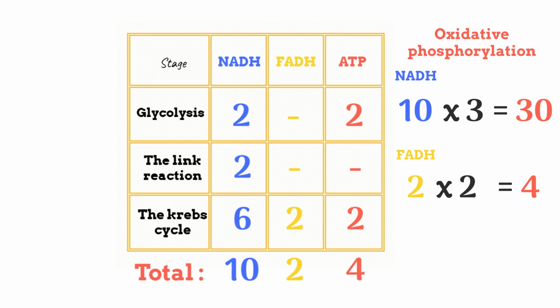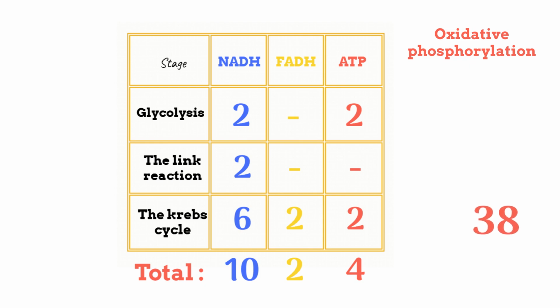Now if we count all the ATPs that we have, 30 plus 4 is 34. That is the number of ATPs that we got from oxidative phosphorylation only. And then we made 4 other ATPs in glycolysis and the Krebs cycle. Therefore, 34 plus 4 is 38. So if we take the first theory, we end up with 38 ATPs in total from one glucose molecule.